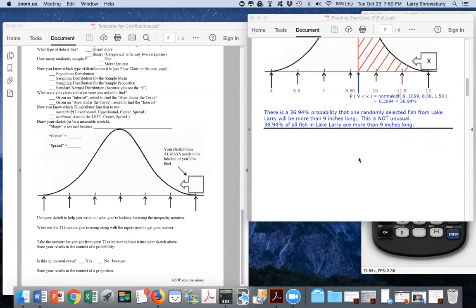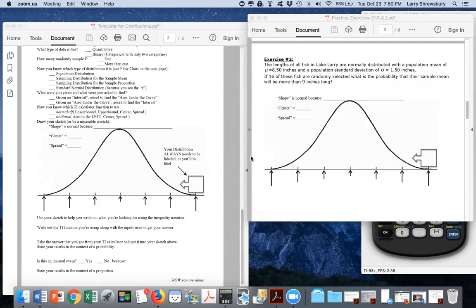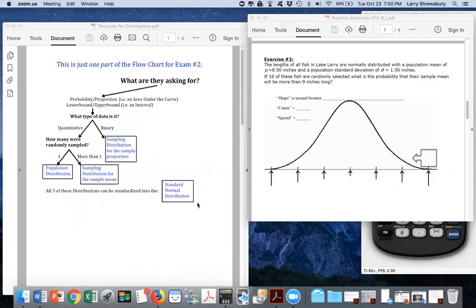Okay, let's look at another one. Now let's go back up to our little flow chart. The length of all fish in Lake Larry. Hey, this is the same population. Yeah, but it's a different question. Because now what we want to know is, if 16 of these fish are randomly selected, what's the probability that the sample mean will be more than 9 inches? Well, that's a very different question. Because now we're doing a probability, it's quantitative, but more than one is being sampled. We got 16 being sampled now.